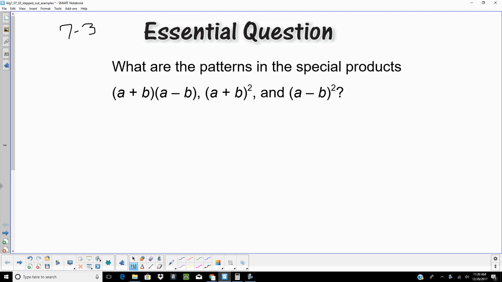All right, today we are doing Chapter 7, Section 3, and we're going to be talking about the patterns in special products. So our first special product is (a plus b) times (a minus b). And that one is actually (a plus b) times (a plus b), so you're multiplying it twice. (a minus b) times (a minus b). And if you forget the patterns, you can always FOIL them out. It's just an extra step. This is here to kind of make your life a little bit easier.